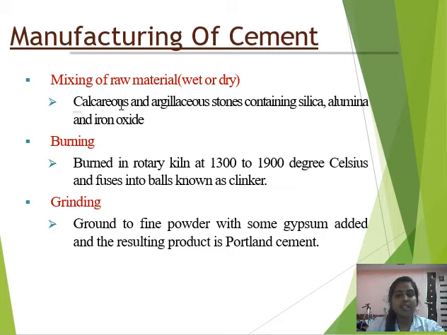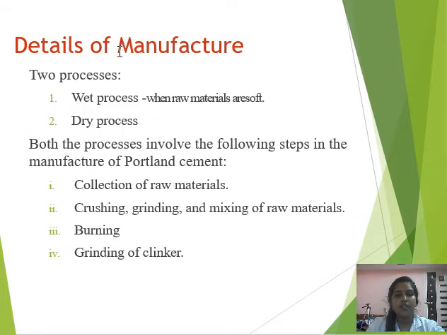After this, the clinker is ground to a fine powder with some gypsum added, and the resulting product is known as Portland cement. So regarding the details of manufacture, there are two processes of manufacturing cement: one is the wet process and the other is the dry process.